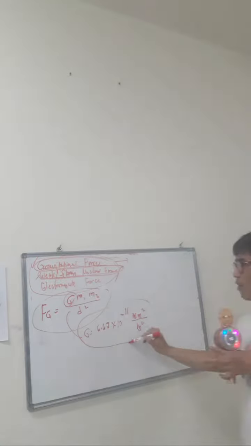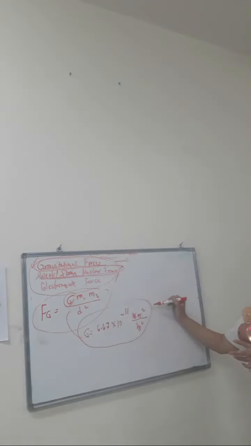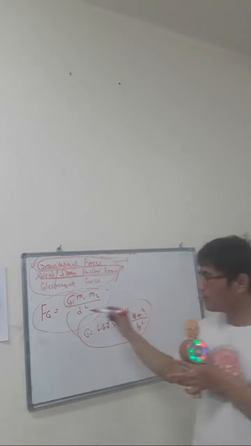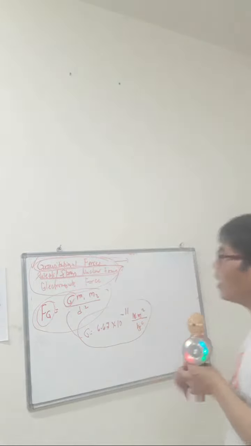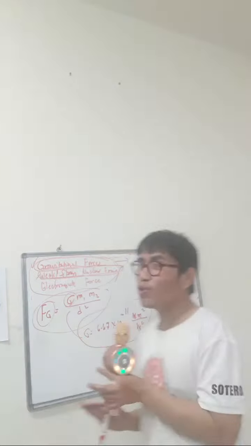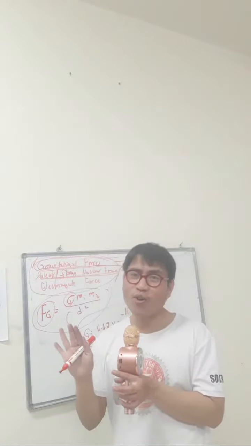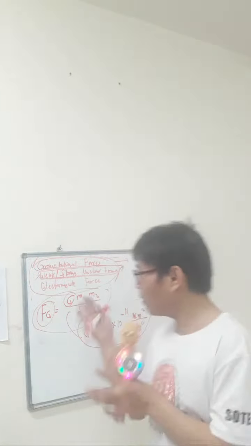It is called the gravitational force constant, Newton's law constant, and the gravity constant. There are a lot of names for this. As long as it is the gravitational force constant, or the universal gravitational force constant, or most of the time, Newton's law constant. Write these down, guys.